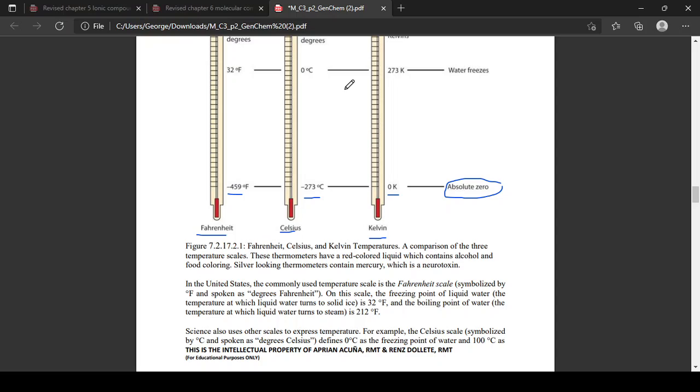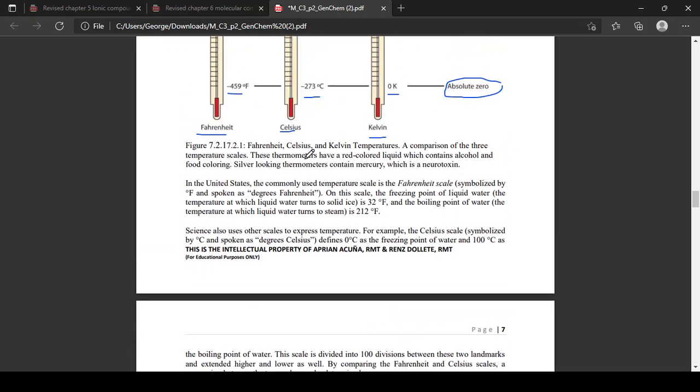These thermometers have a red-colored liquid which contains alcohol and food coloring. Silver-looking thermometers contain your mercury, which is a neurotoxin. Pinapakapot sa bata because your mercury is a toxic element or a toxic byproduct in humans.